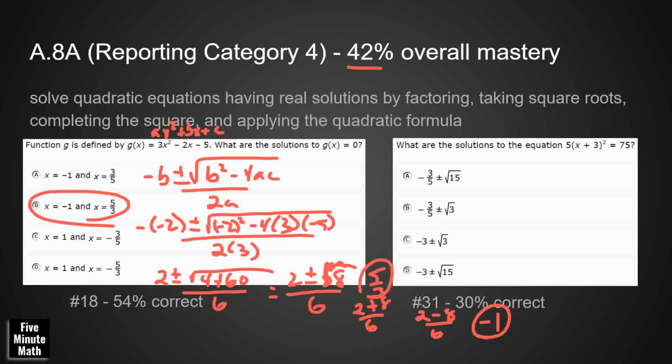54% of our students were able to do that. They might not like using the quadratic formula. They might like completing the square or factoring. That's fine. Look at 31. 31 only has 30% correct. So here's where we probably should have a red flag if we were a student. This is not in standard form. So something strange is happening here because they give it to us, but it's not necessarily in standard form.